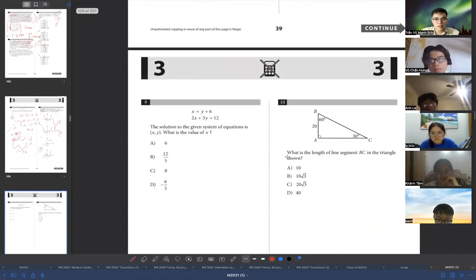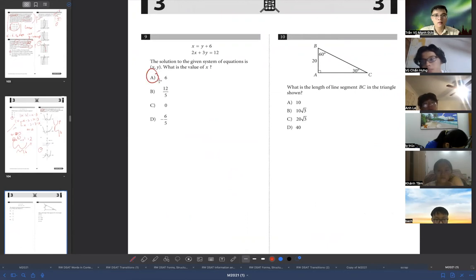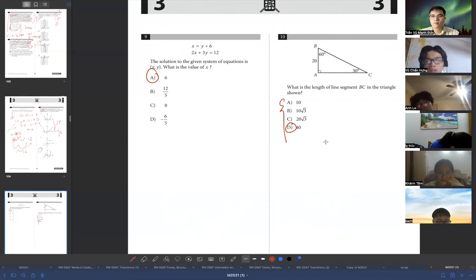All right. Next up is 9. What is 9 on also? A. All right. 9 is A and 10 is B. D. Very good. How did you calculate D? Because the 20 is the 30-degree side, the hypotenuse is 2 times bigger.